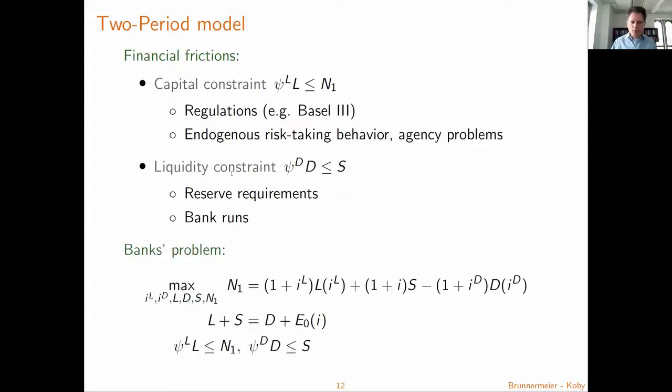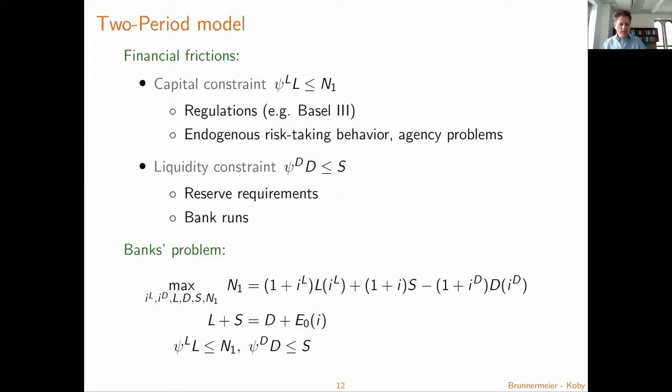So the bank's problem then is that the net worth at the end of the period is the loans it grants, then it gets the interest rate on these loans, the loan rate, and it gets the loans paid back. Then it has the safe assets, and it gets the policy rate because safe assets adjust for that. Then it has to pay for the deposits. It has to pay the deposit rate. Okay, and that's essentially the bank's balance sheet.